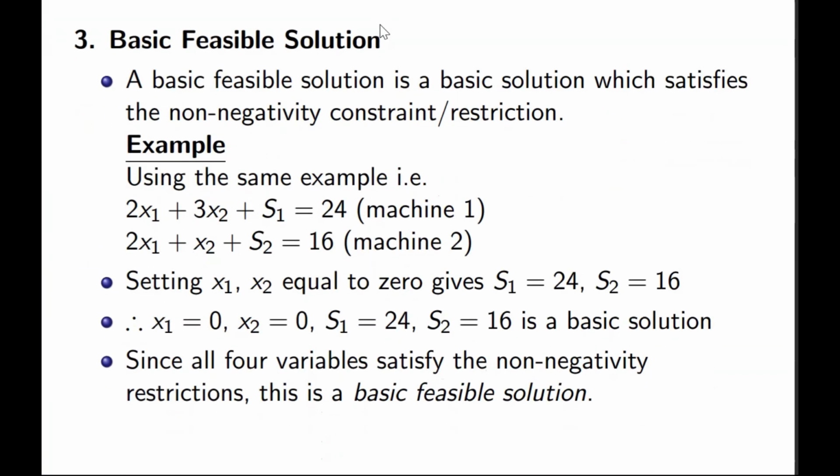Basic feasible solutions are unique solutions which satisfy the non-negativity constraint. Using the same example, 2x1 plus 3x2 plus s1 is equal to 24 for machine 1, and 2x1 plus x2 plus s2 is equal to 16 for machine 2. Setting x1 and x2 equal to 0 gives s1 equal to 24, s2 equal to 16. Therefore, x1 equals 0, x2 equals 0, s1 equals 24, s2 equals 16 is a basic solution. Since all 4 variables satisfy the non-negativity restrictions, this is a basic feasible solution.